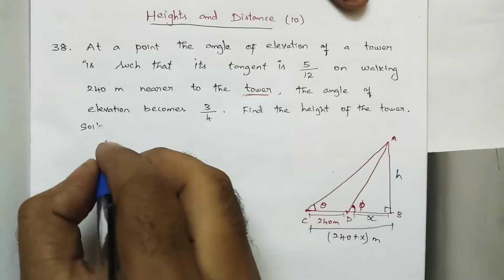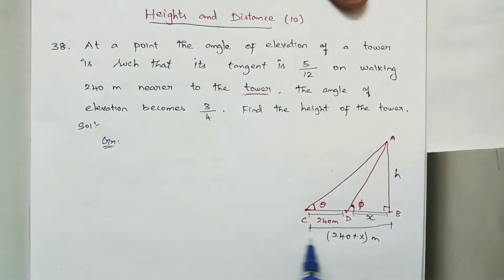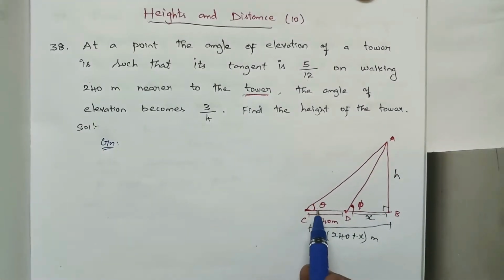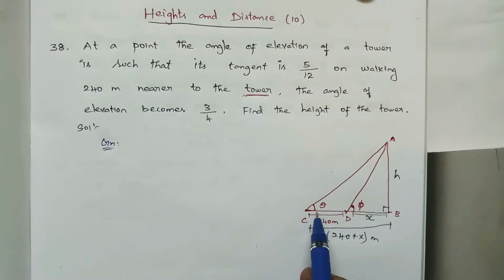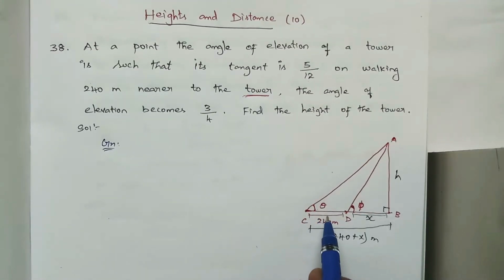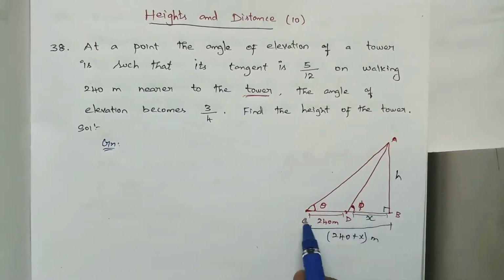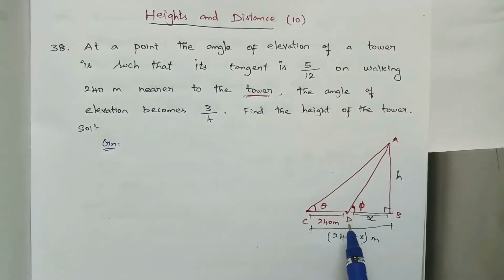So first write the given. What are the givens we are having? I have assumed this angle as theta, right? This angle is theta and the next angle is pi, right? After walking 240 meter nearer to the tower, he is seeing the top of the tower at the angle of pi, right?